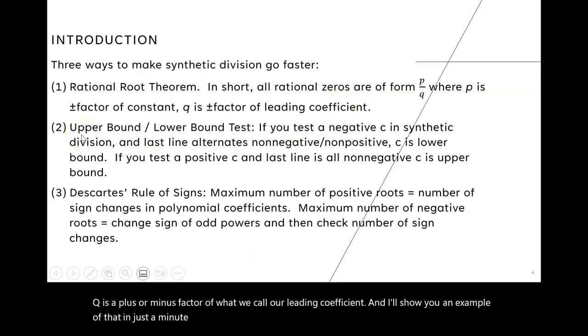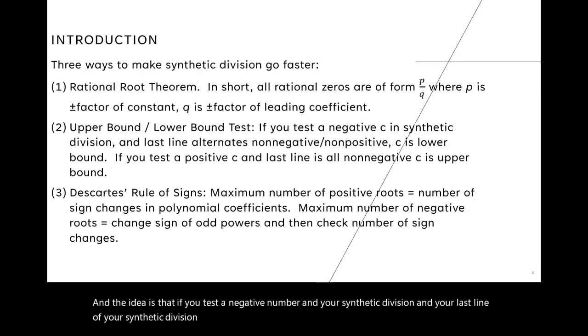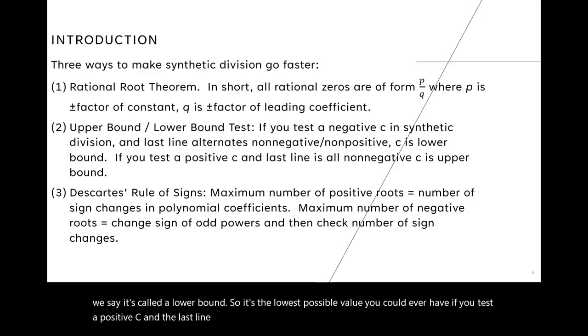We also have what's called the upper bound and lower bound test. The idea is that if you test a negative number in your synthetic division, and the last line of your synthetic division has all non-negative or non-positive numbers that alternate, then it's called a lower bound. So it's the lowest possible value you could ever have. If you test a positive c and the last line is all non-negative numbers, meaning all positive numbers or zero, then c is an upper bound.